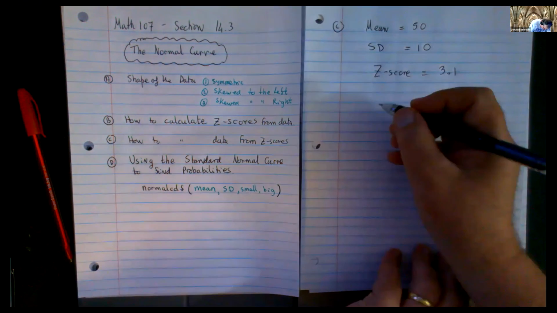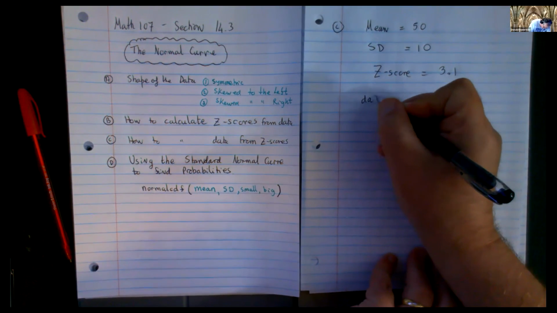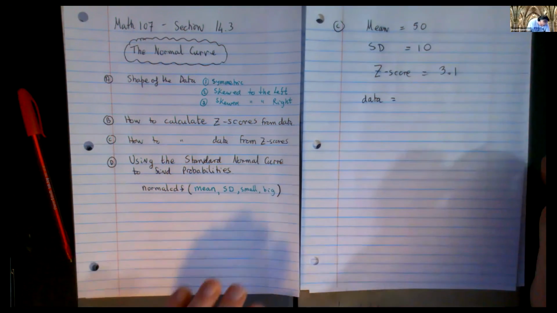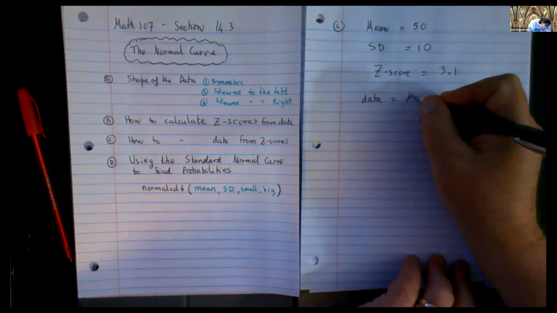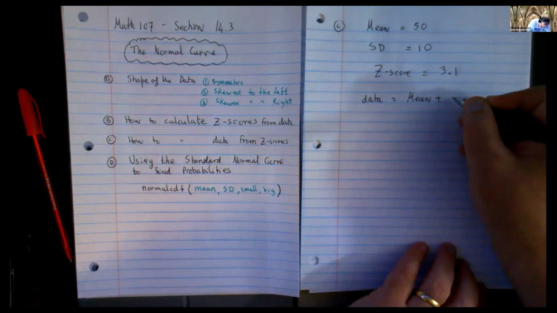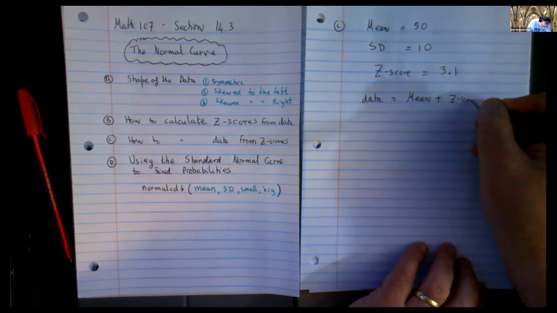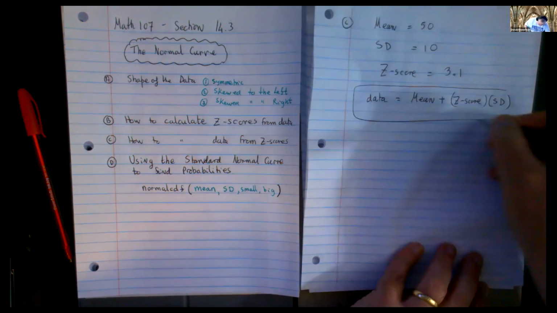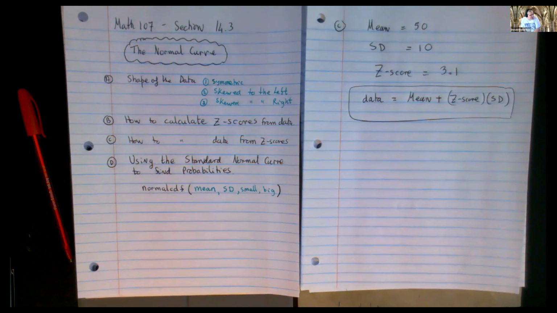And there's a formula for it. And the formula is the data, the guy you're looking for, it's equal to the mean plus the z-score times the standard deviation. So here is the formula that you will use to calculate the data. I must have forgotten the homework to put one the other way around, but that's fine. You've seen how to do it.